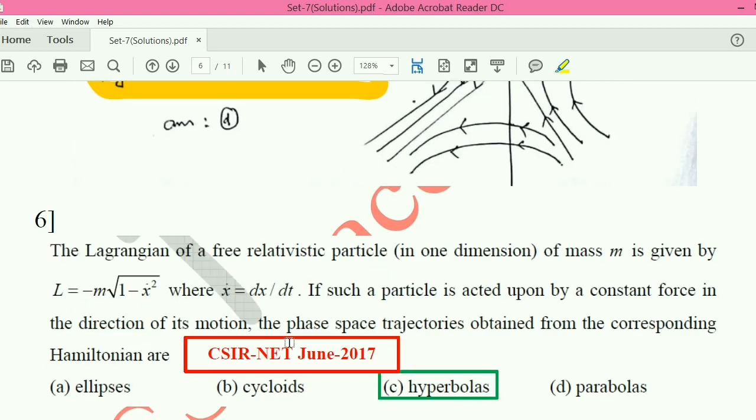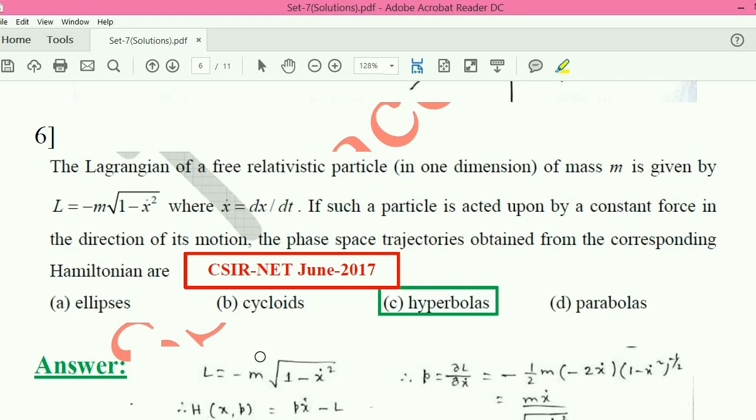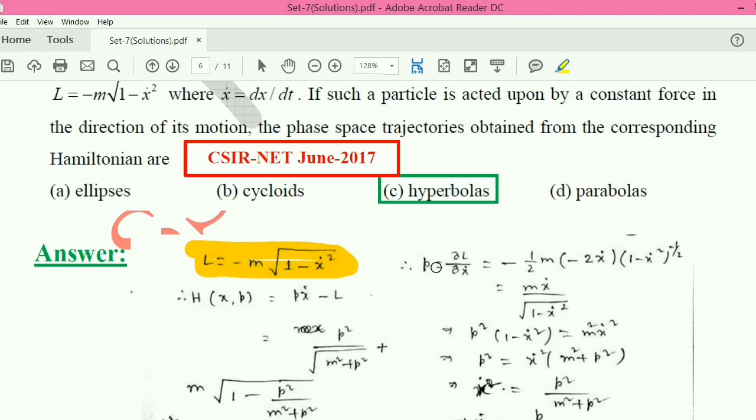Now question number 6. The Lagrangian of a free relativistic particle in one dimension of mass m is given by L equal to minus m root over 1 minus x dot square, where x dot equal to dx/dt. If such a particle is acted upon by a constant force in the direction of its motion, the phase space trajectory obtained from the corresponding Hamiltonian is? So Lagrangian is given. So from Lagrangian we can find out p equals to ∂L/∂x dot equal to m x dot. Therefore Hamiltonian is given by H, function of position and momentum, p x dot minus L.